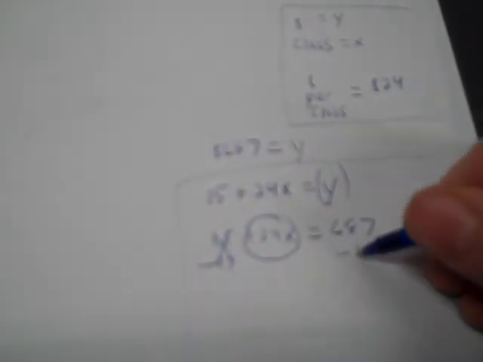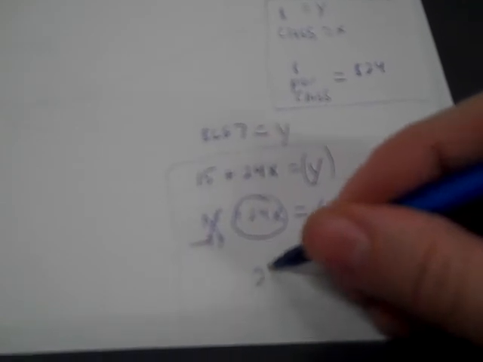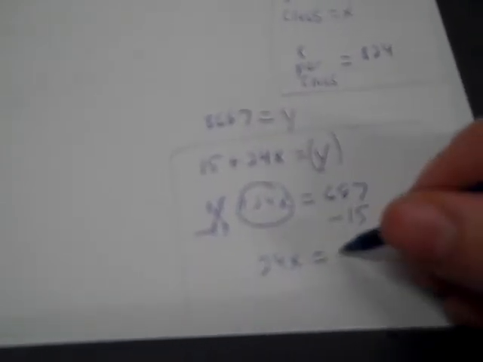So we got to unadd my 15 by subtracting. So 24x. 687 minus 15 is 672. And then I divide both sides by 24. 672 divided by 24 is 28. Okay, so that is your answer. X is 28 classes.